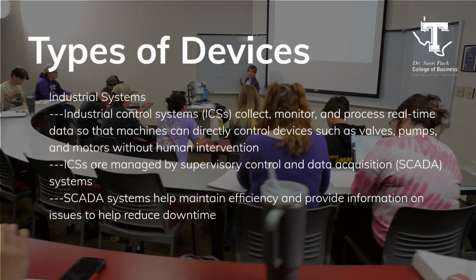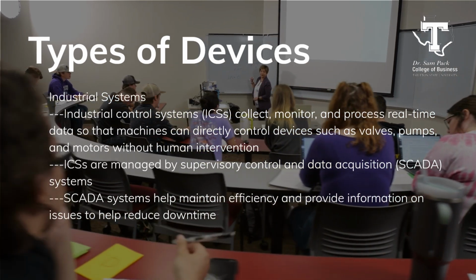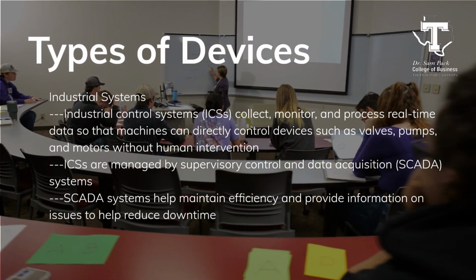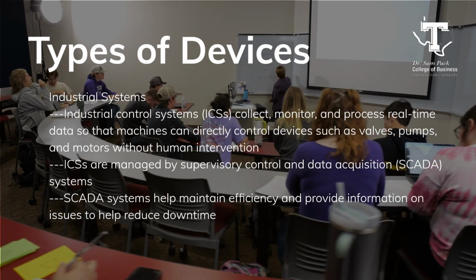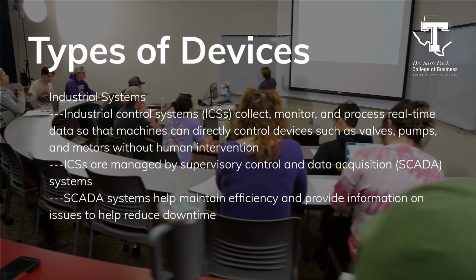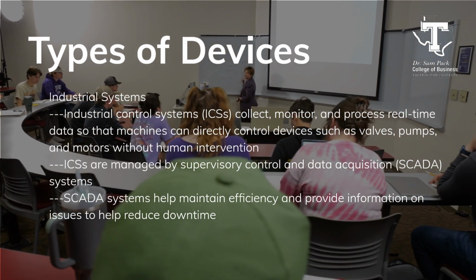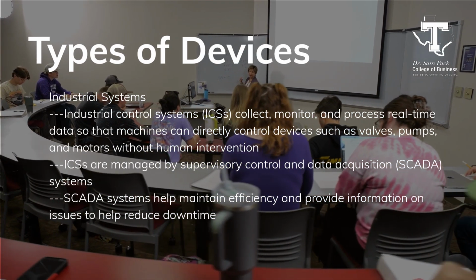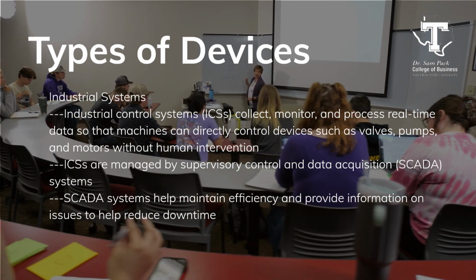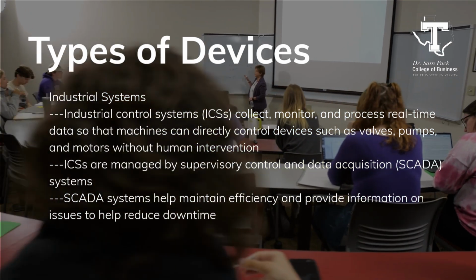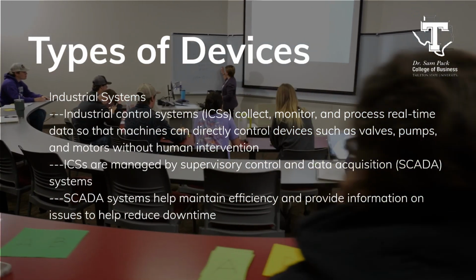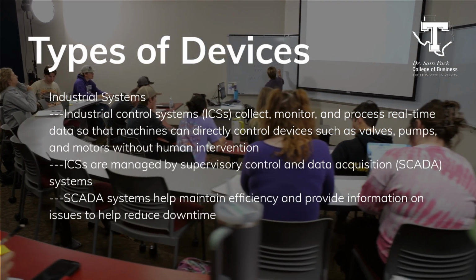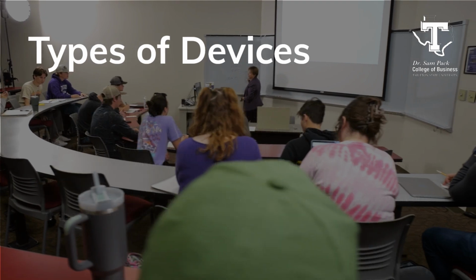Moving on to industrial systems, which are crucial for manufacturing and other industries. Industrial control systems, or ICSs, gather and analyze data to control machines like valves, pumps, and motors automatically. These systems are managed by something called SCADA, which stands for Supervisory Control and Data Acquisition. SCADA helps monitor the systems, keep things running smoothly, and fix issues before they cause problems.